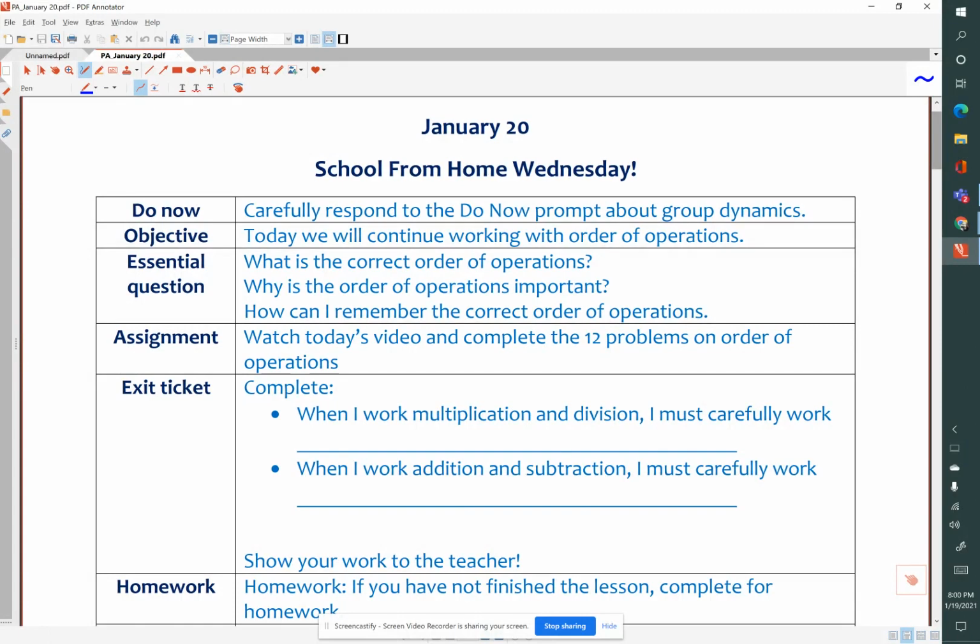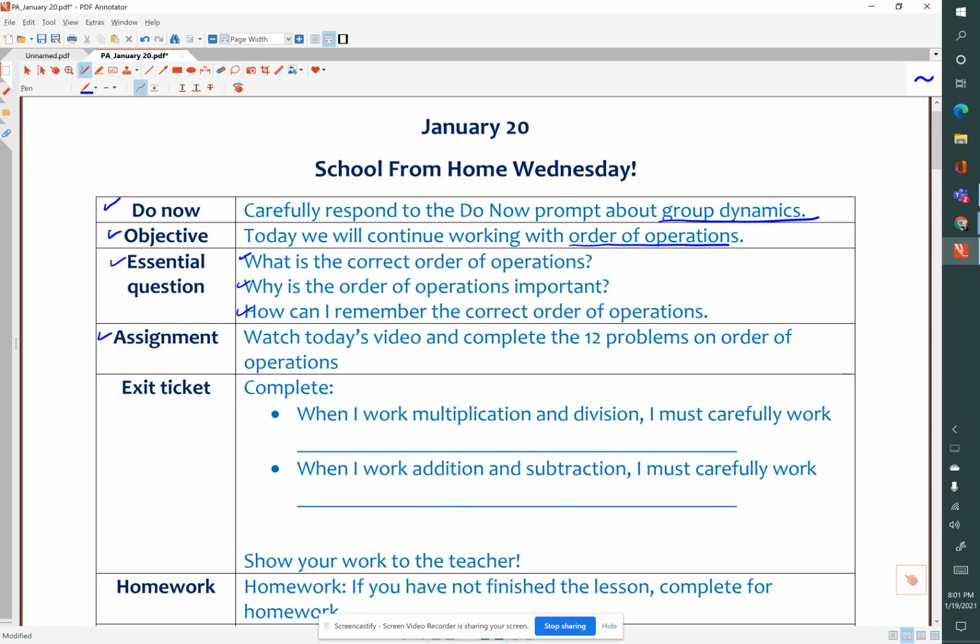We're going to start by looking at our Do Now, where we answer a prompt about group dynamics, or the interactions we have when we're together as a group. We will continue our work with order of operations, and we're going to be asking: what is the correct order of operations? Why is order of operations important, and how can I remember the correct order of operations?